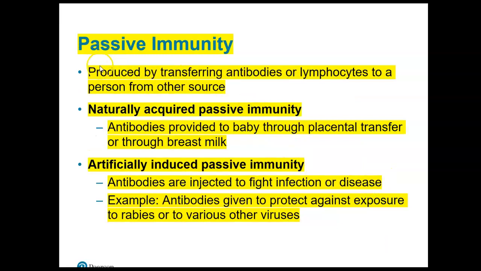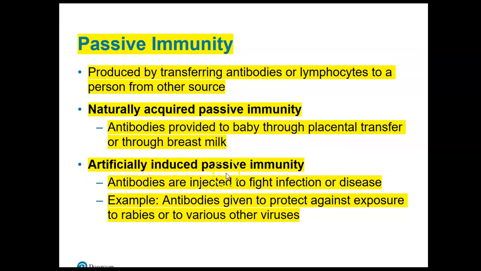With passive immunity, this is produced by transferring antibodies or lymphocytes to a person from another source. If it's naturally acquired passive, then it probably is coming to the baby from the mother, either through the placenta or through the breast milk.